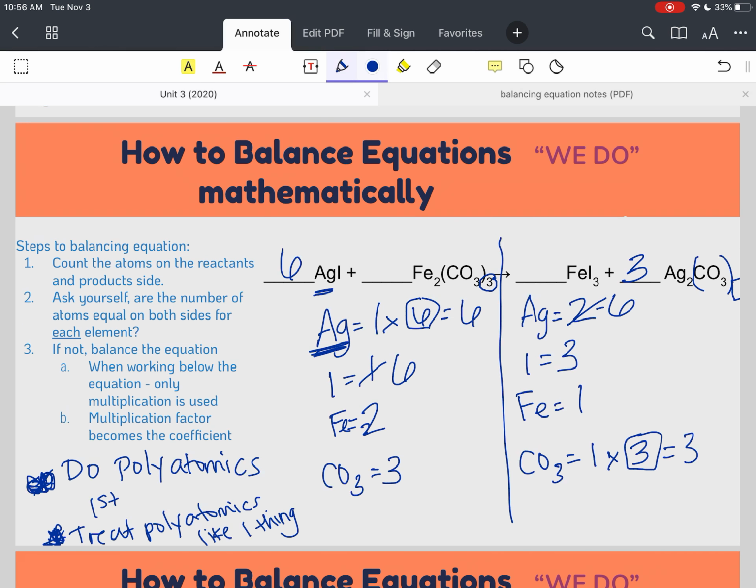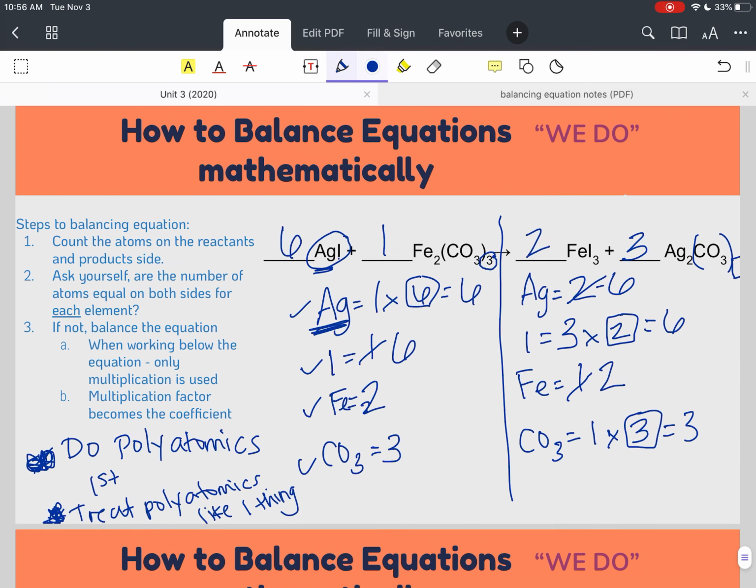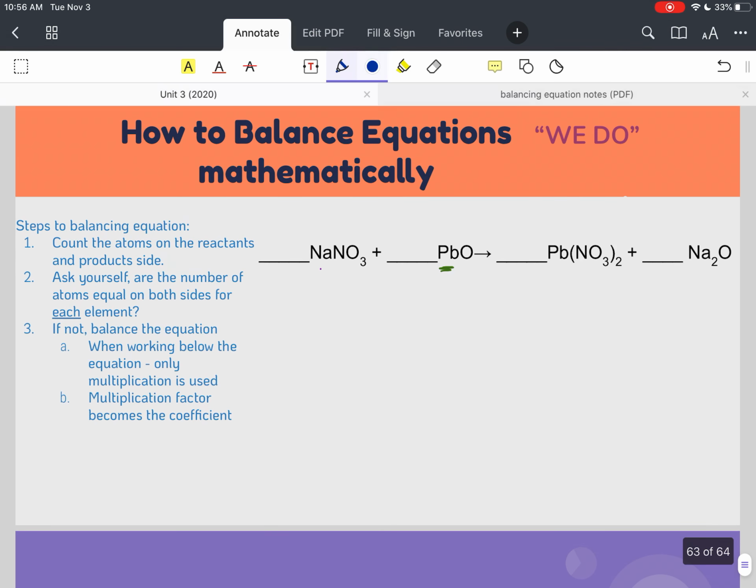Don't forget to recount your iodine because there's 6 of this whole thing. So now 3 times what equals 6? 2. 2 goes in the blank in front of iodine. Don't forget to recount your iron. Now there's 2. And then look, that balances itself for you. So everything is equal. Okay, so now I can just do my invisible 1 and then I'm done. Again, pause there if you need to.